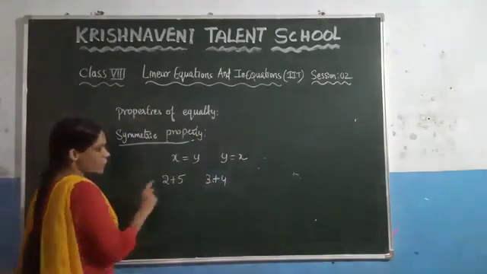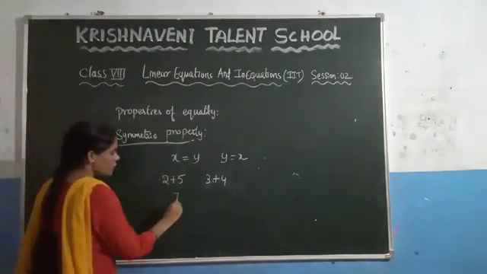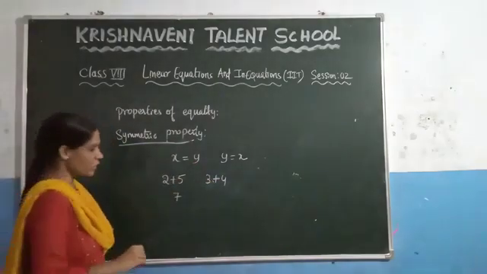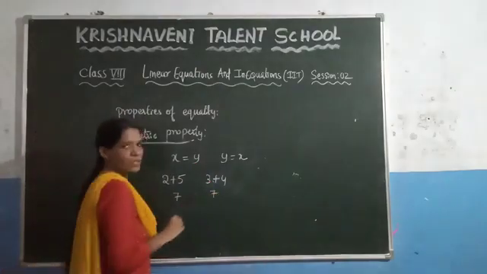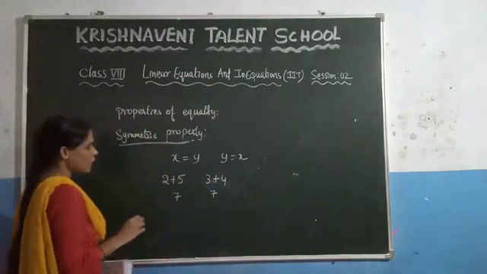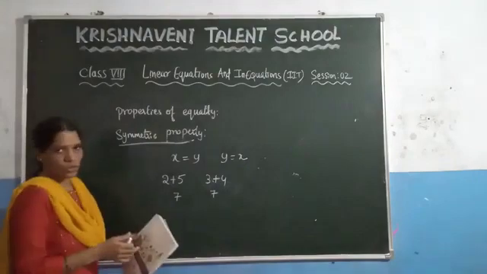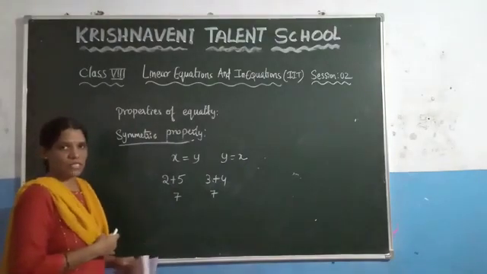What is the value of 2 plus 5? You know that 2 plus 5 is 7. And what is the value of 3 plus 4? Which is also 7. So here, what we can conclude is, if x is equal to y, then we can say that y is equal to x.